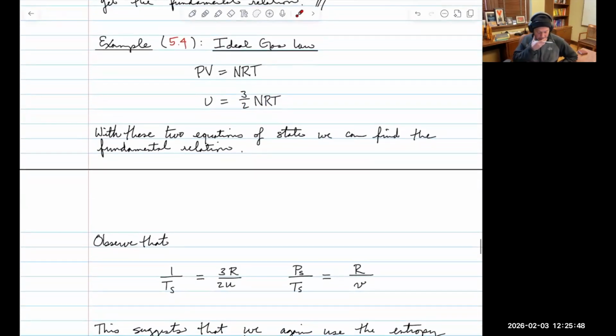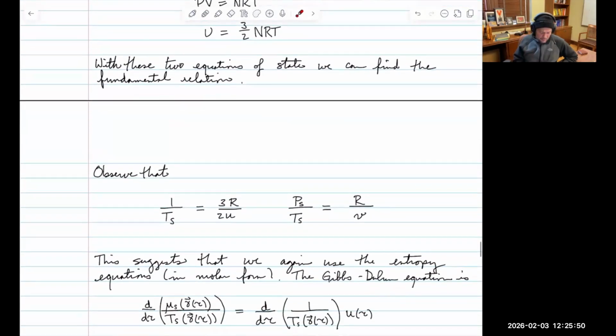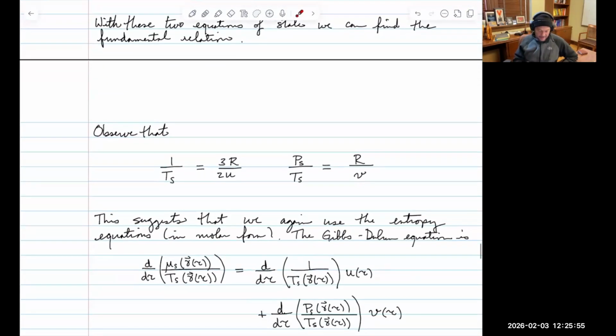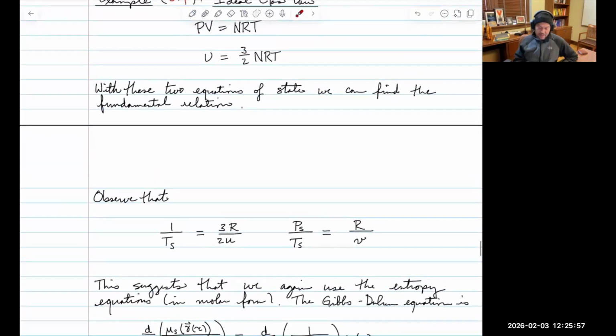Okay. So with these two equations of state, we can find the fundamental relation and find everything out about this system. And how we're going to do this is we're going to use the same procedure that we did last time, and we could go either route. We could either integrate directly the first and second law, or use the Gibbs-Duhem equation to figure out what is the chemical potential.